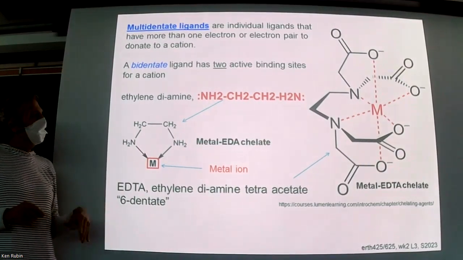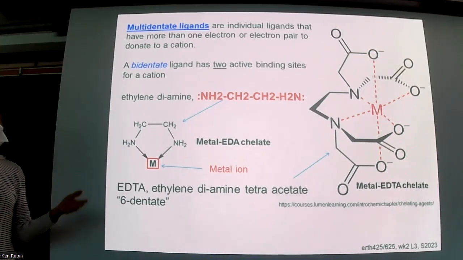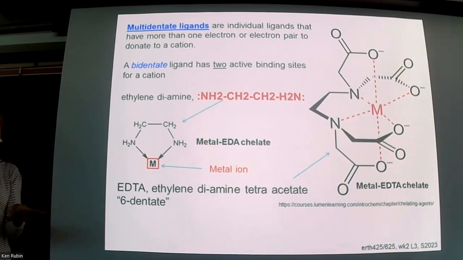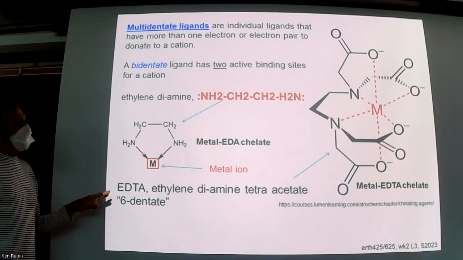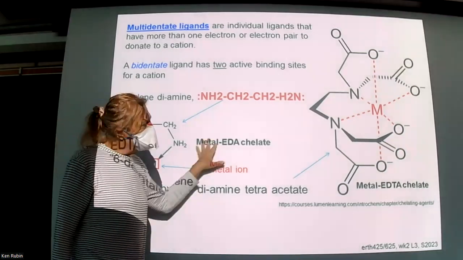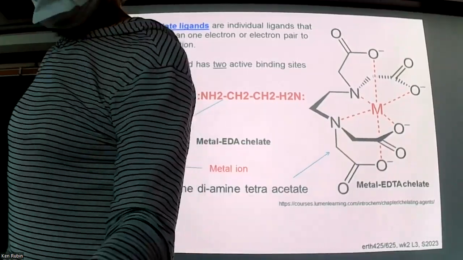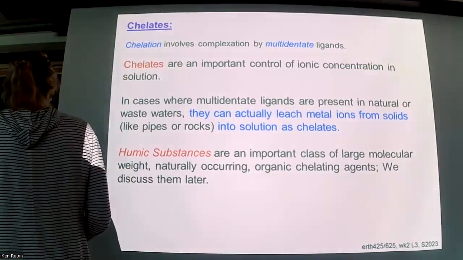It turns out that the more pairs of electrons a single molecule can donate to a metal, the stronger the complex. And it's largely because of entropy reasons when they form. And so this kind of thing is common in natural organic substances, the ability to make these polydentate complexes.